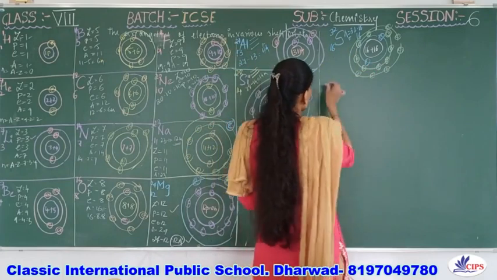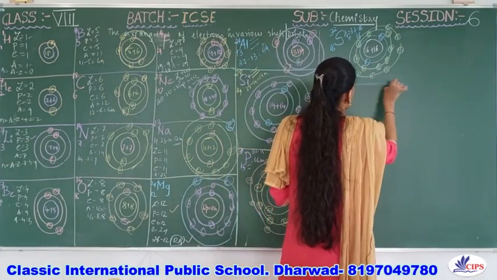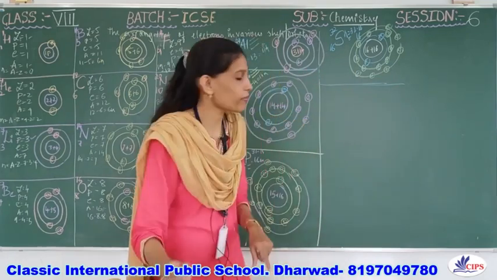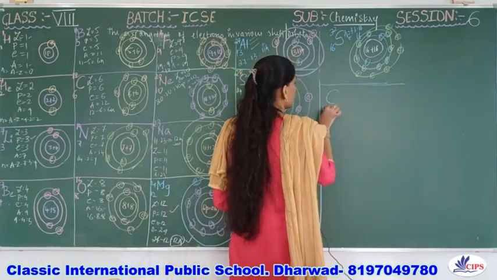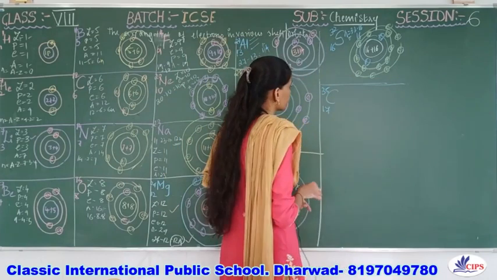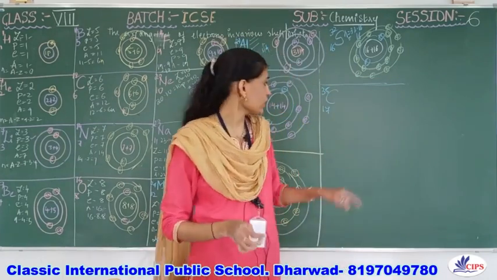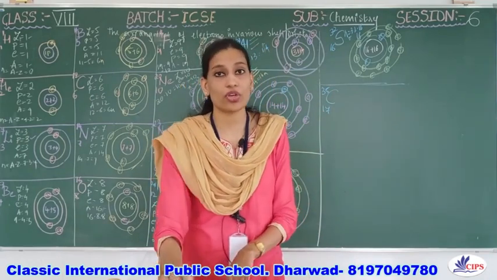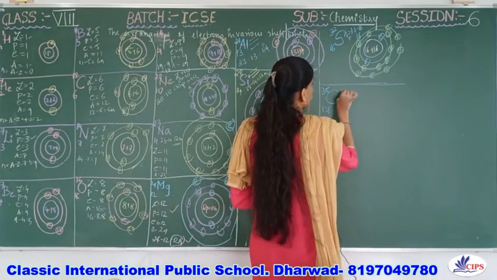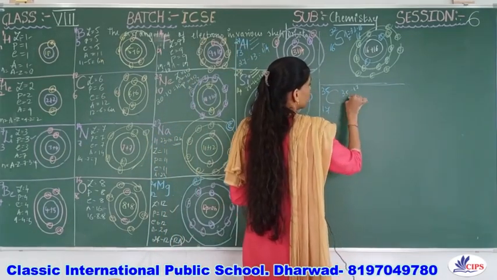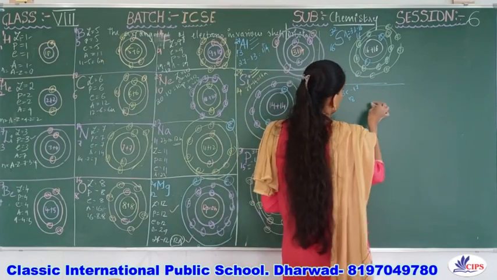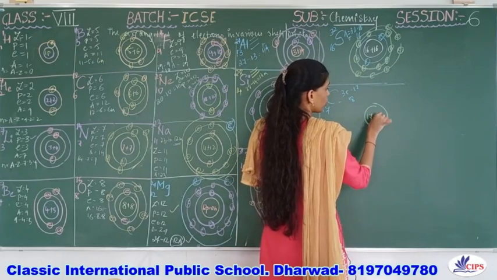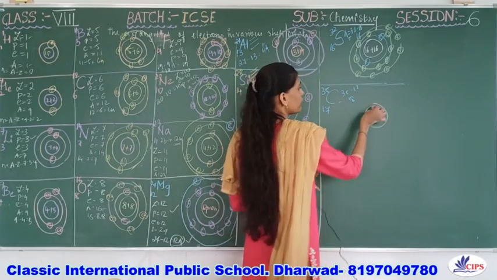Next, after sulfur we have chlorine. Chlorine atomic number is 17, mass number is 35. The number of neutrons is 18, since 35 minus 17 is 18. Now the distribution of electrons. 17 protons and 18 neutrons at the nucleus.